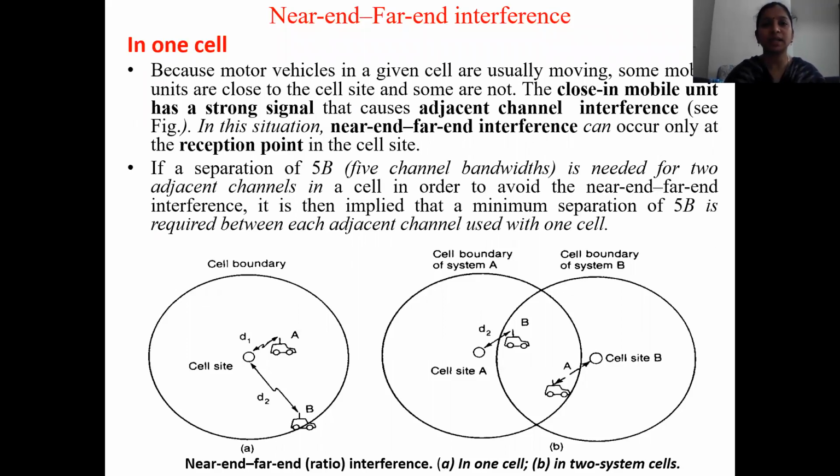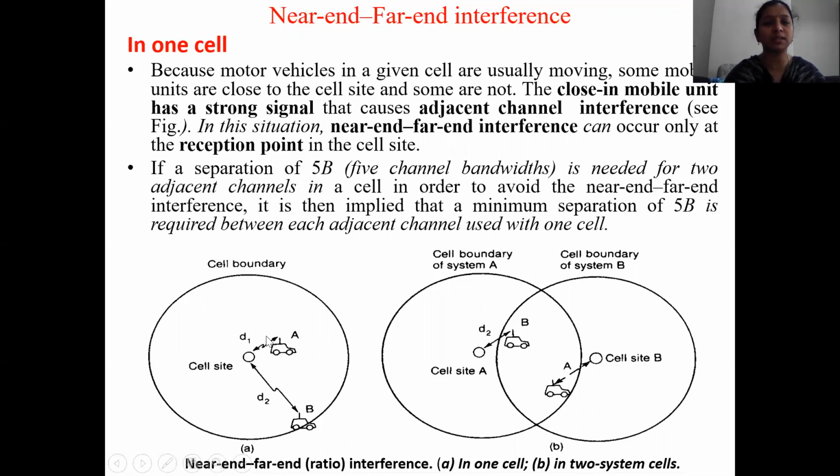Coming to the one cell case, we can see here that only one cell boundary is taken. Cell boundary is nothing but the coverage area up to which the mobile can receive the signal strength. Because motor vehicles in a given cell are usually moving, some mobile units are close to the cell site and some are far away from the cell site. The close-in mobile unit has a strong signal because it is very close to the cell site, and that causes the adjacent channel interference.